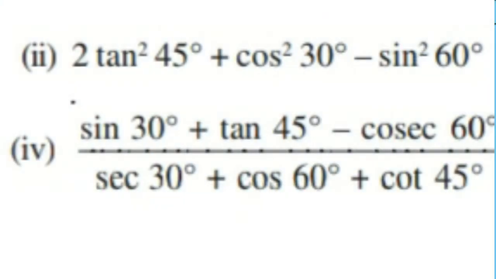Fourth question, sin 30 degree plus tan 45 degree minus cosec 60 degree all divided by sec 30 degree plus cos 60 degree plus cot 45 degree. The same method, you have to substitute the values from the trigonometric table. Sin 30 is 1 by 2, tan 45 is 1, cosec 60 is 2 by root 3, divided by sec 30 is 2 by root 3, cos 60 is 1 by 2 and cot 45 is 1.